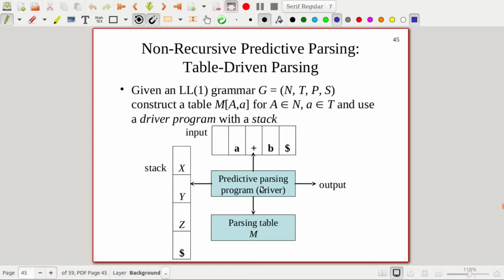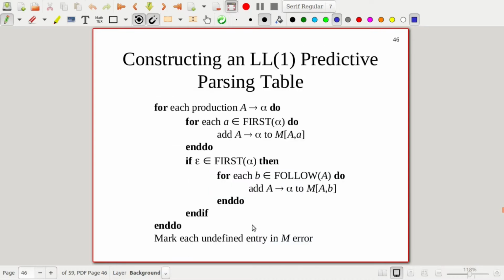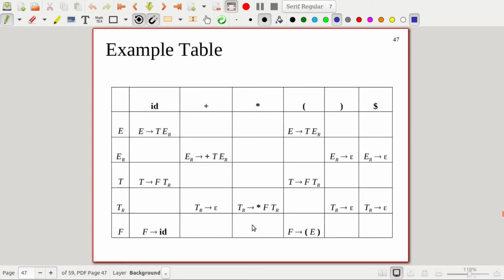Before explaining this parsing algorithm, we first have to study how to construct this parsing table, because this parsing is based on a parsing table. So, constructing an LL1 predictive parsing table. We have to use an algorithm for constructing this parsing table. In an example table, corresponding to each non-terminal we have one row, and corresponding to each terminal we have one column. Assume that the table name is M.